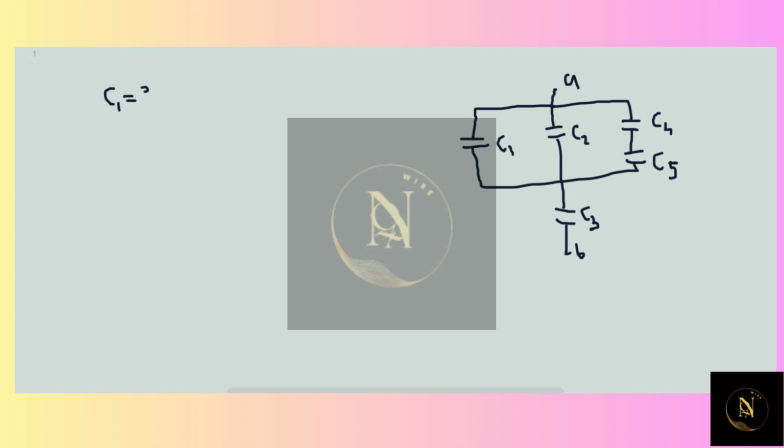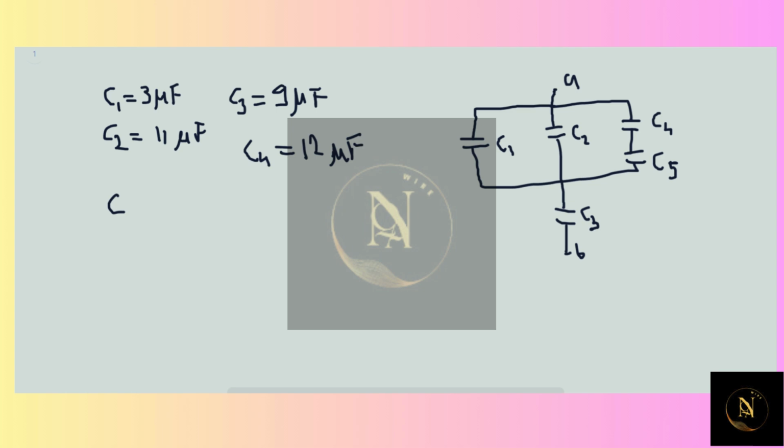So C1 is 3 microfarad, C2 is 11 microfarad, C3 is 9 microfarad, C4 is 12 microfarad, and C5 is 6 microfarad. So this is the combination of capacitors which is given to us.